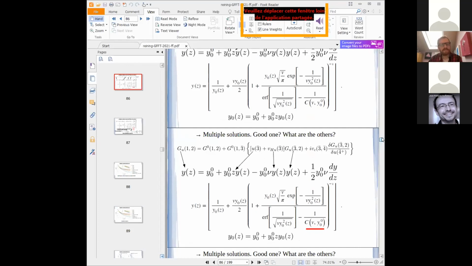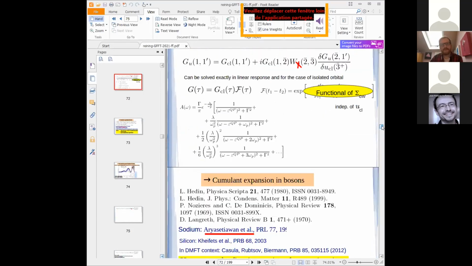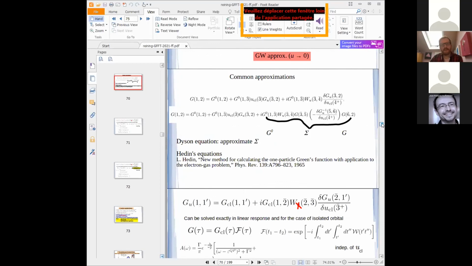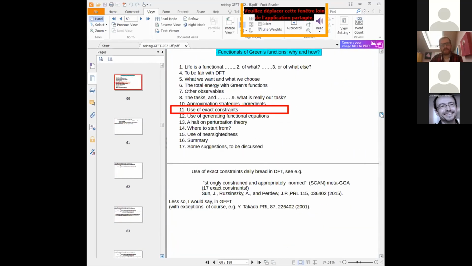Honestly, I think for the moment we do not have clear evidence that building the energy as a functional of the one-body Green's function is superior to building the energy as a function of the density, for example. But we are not only interested in the energy. Many of us are interested in spectra. And the fact that you can write the spectral function as an explicit and very simple functional of the one-body Green's function, and I will come back to this if I find it.